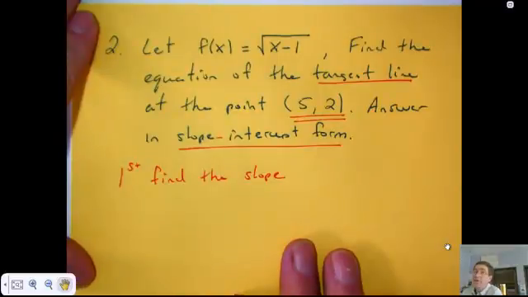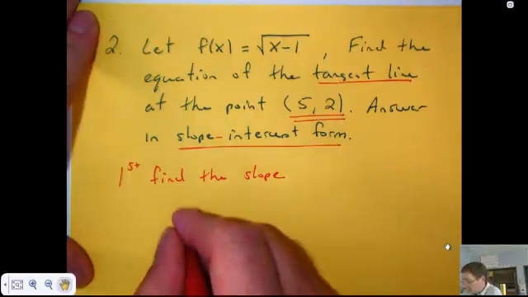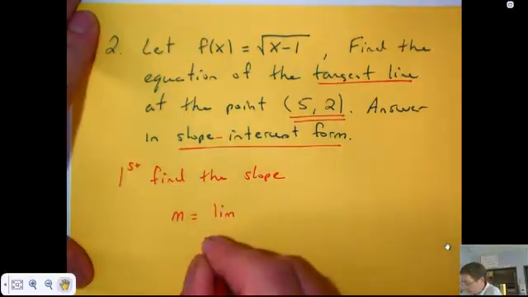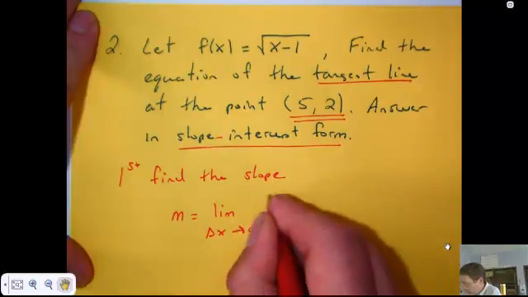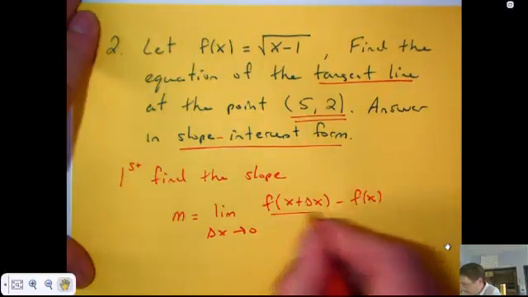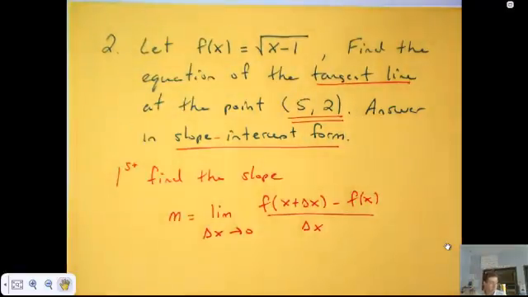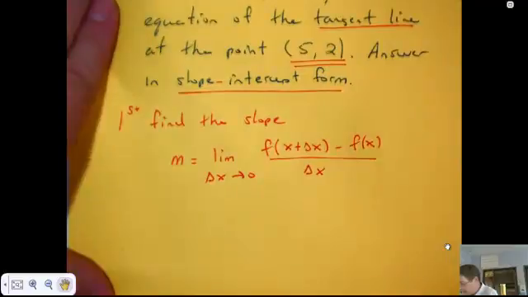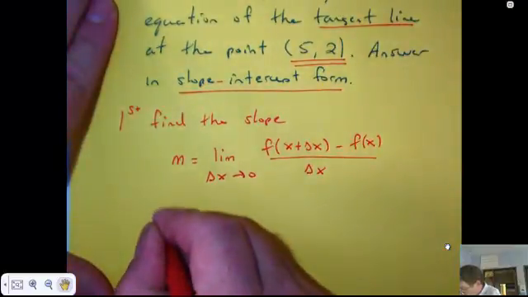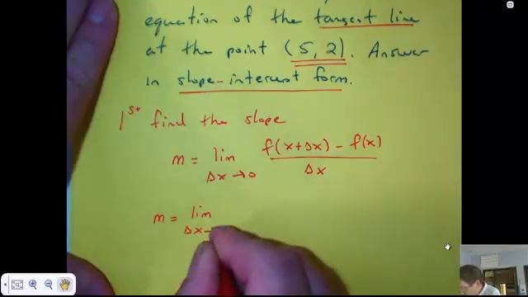So let's see. Oh, I know how to find slope because we have an equation to find that, right? Slope is the limit as delta x approaches 0 of f of x plus delta x minus f of x divided by delta x. We can always find it that way, as long as that limit exists. Okay, so we just do what it says, right? So m equals the limit as delta x approaches 0.